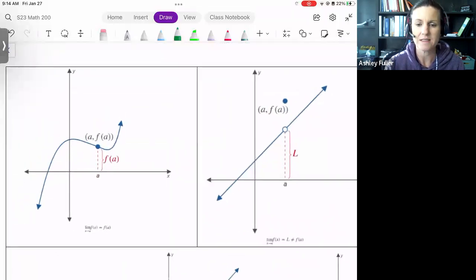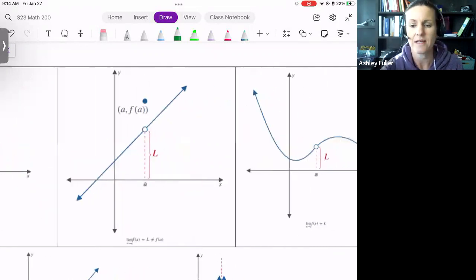There are several ways discontinuity can exist, and I want to look at those. Notice here, this function is continuous. You can see that the limit from both directions equals f of A. The function itself equals f of A at that point, so it is continuous.